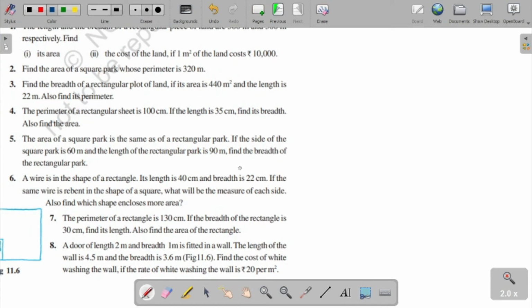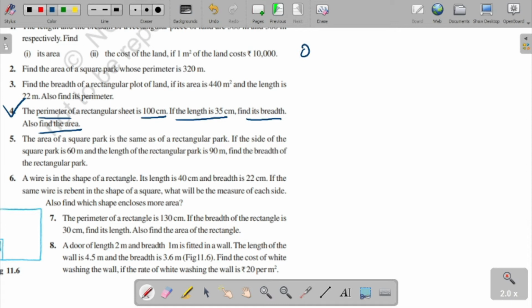Question number 4. This is question number 4. Perimeter of a rectangle sheet is 100. You have been given the perimeter and the length. Find the breadth. In the first part, you have to find the breadth. In the second part, you have to find the area.